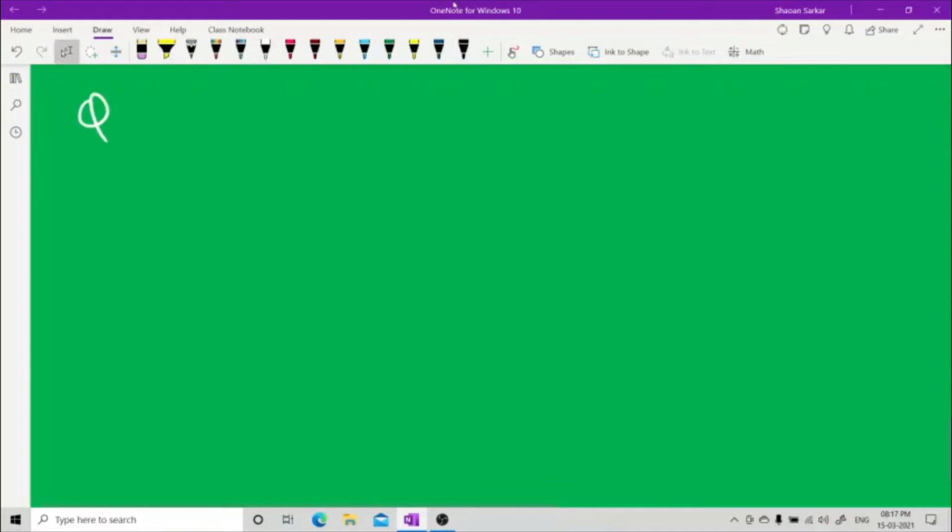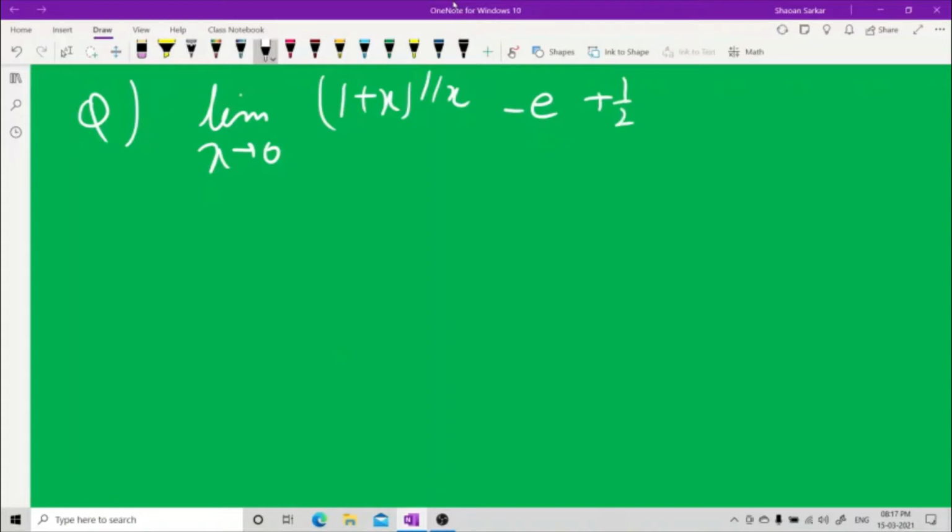Question: limit x tending to 0, (1 plus x) to the power of 1 upon x minus e, then plus half e x, upon x square.